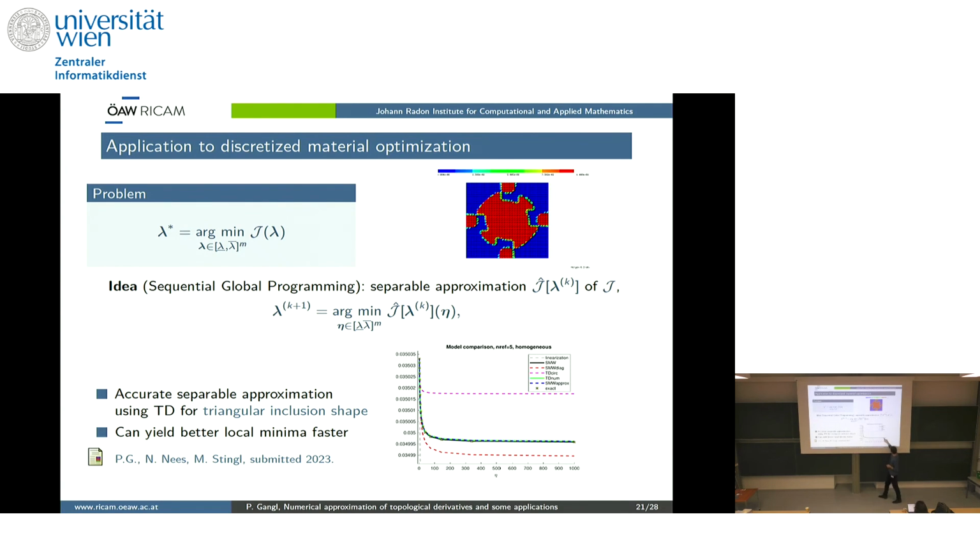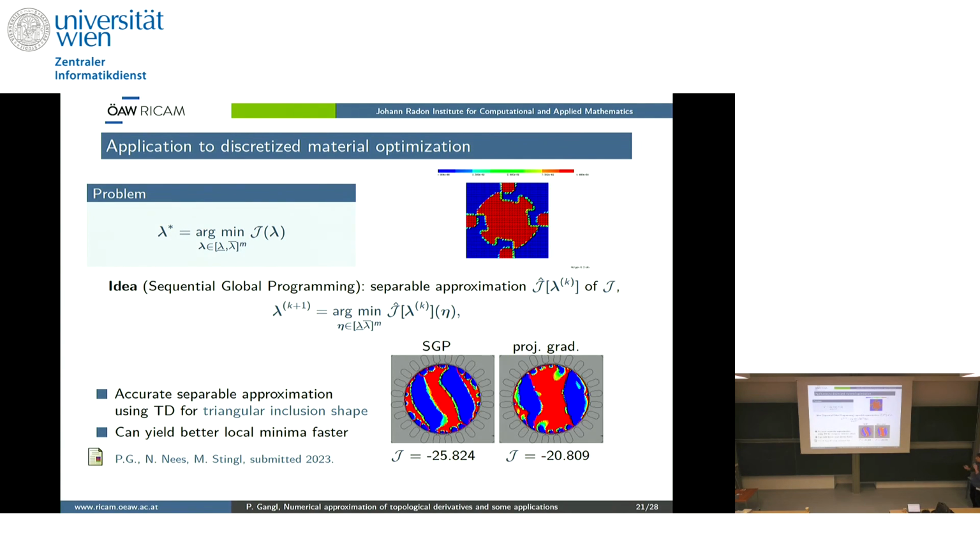So the black line is the truth. This is what you get with the closed form formula. And if you do the work and do it with topological derivatives for triangular inclusion shapes, with the right triangle shapes, then you get very, very close to the truth and get models that are very good approximations to the truth. This was an application where triangular inclusion shapes were important, and this method can also yield better local minima, but this is not the point of this presentation now.